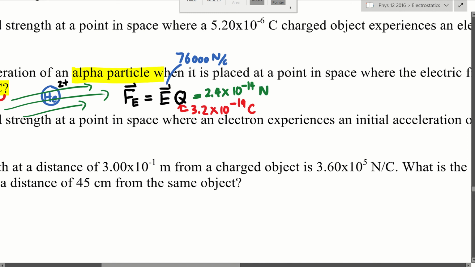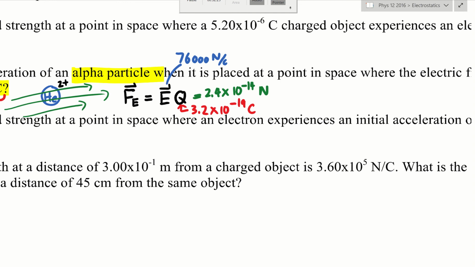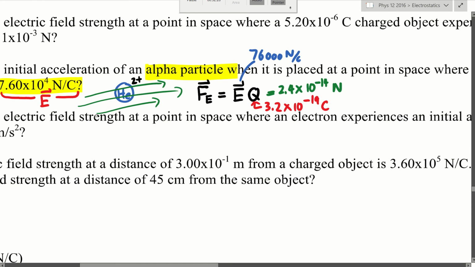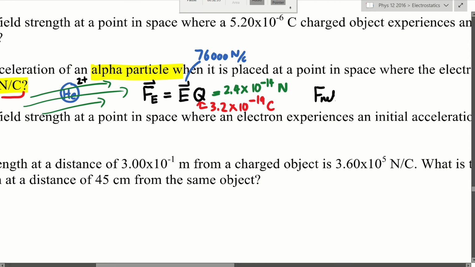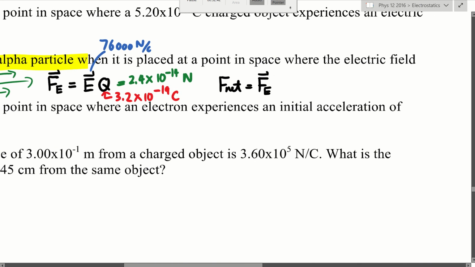It's a very small force in this case. And then, what about acceleration? The question is actually asking for the acceleration. If there's a force, there must be an acceleration. Since this is the only force on it, it is also the net force, so the net force is our electric force. Remember, F net equals ma, always. So ma is equal to the number we just got, approximately 2.4 times 10 to the negative 14 newtons.